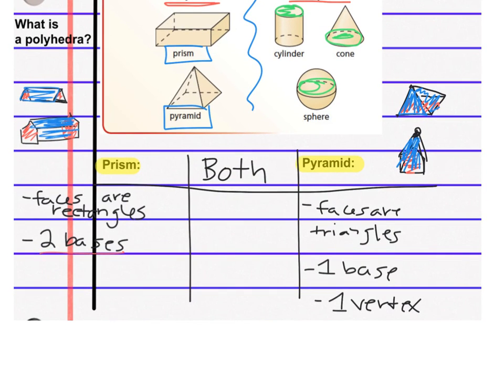Then what do they have in common? Well, they're obviously both 3D figures, three-dimensional figures. They are both polyhedra. There are no circles on these. They both have faces, edges, and vertices.